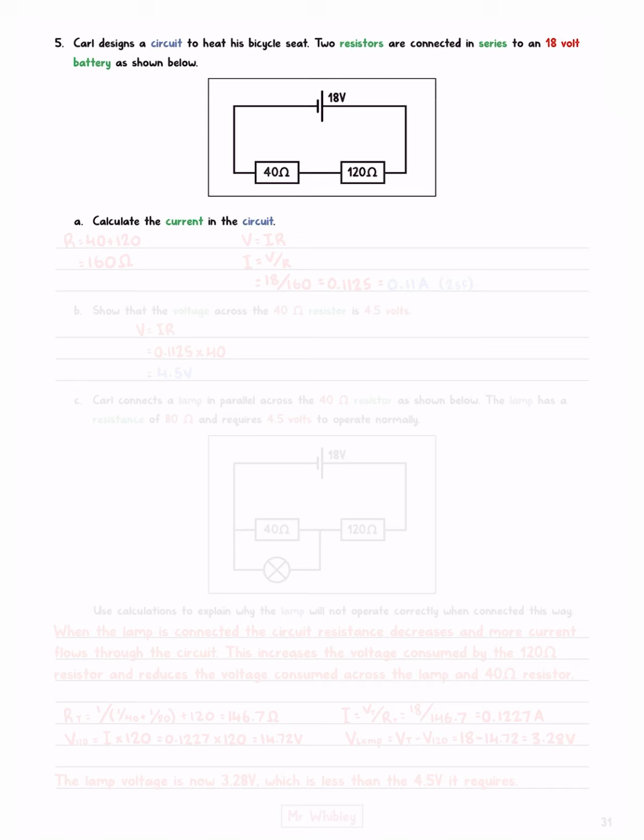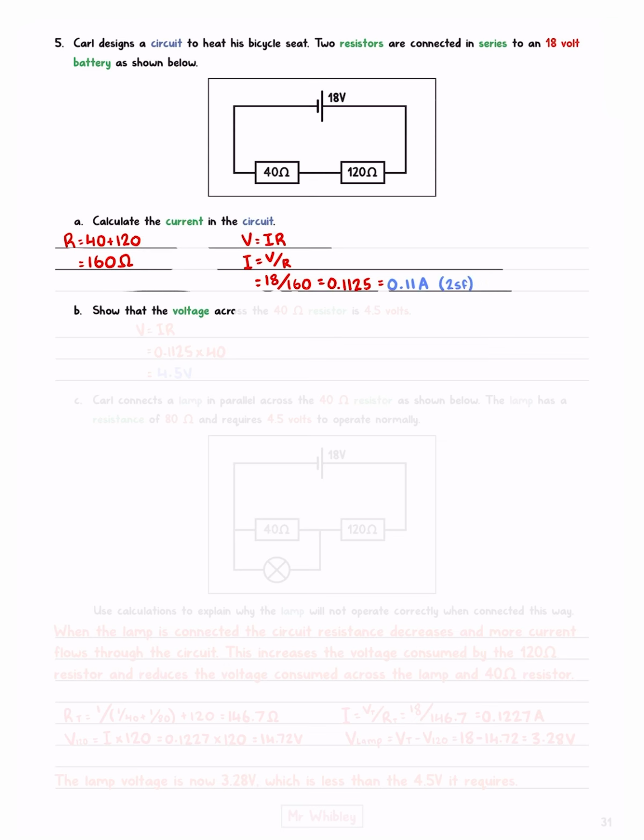To find our current, we can take V equals IR and rearrange that for current. We know our voltage, but we don't know our resistance. We do know, however, that it's a series circuit, and our resistances add together, which gives us 160 ohms. Putting that number in gives us 0.1125, or 0.11 amps to two significant figures.